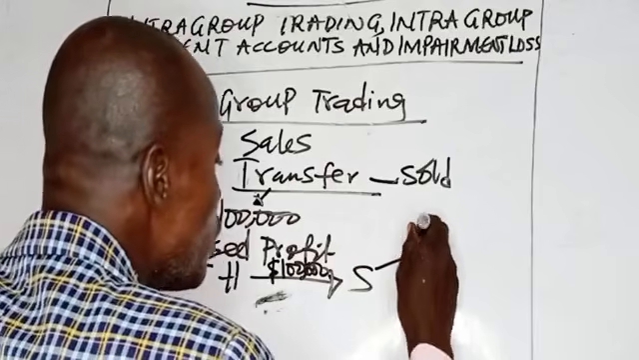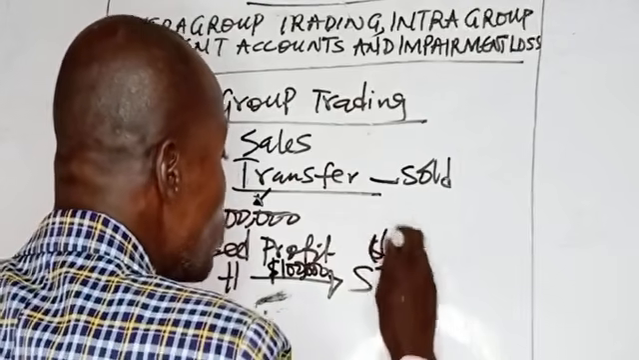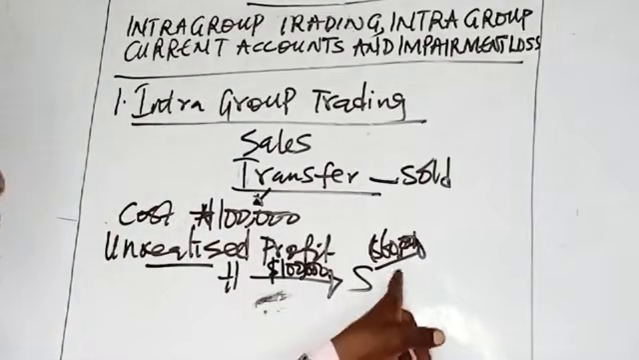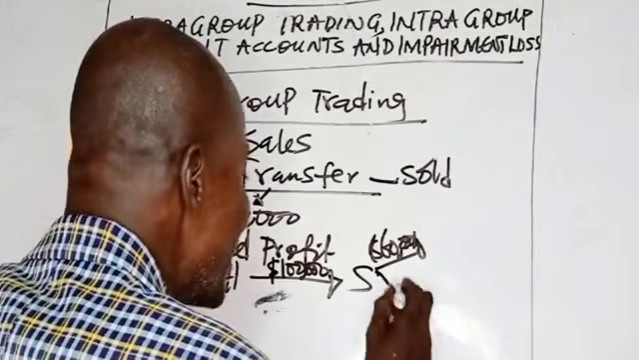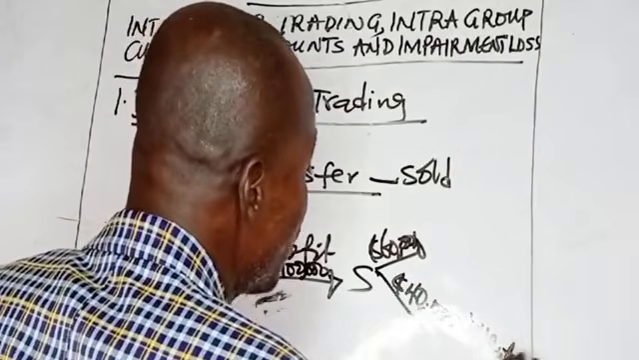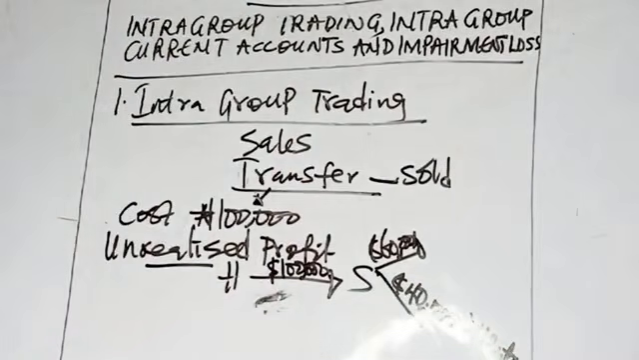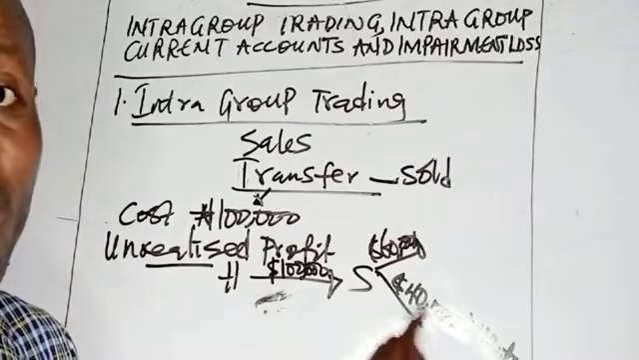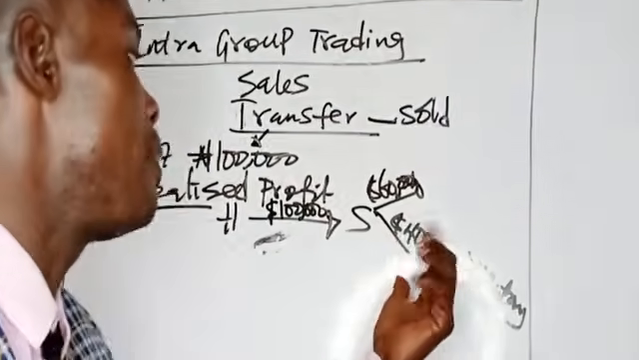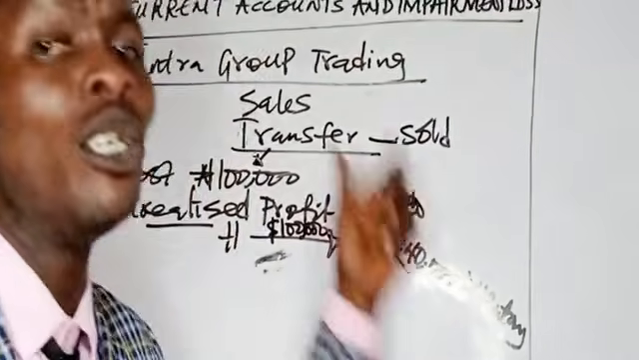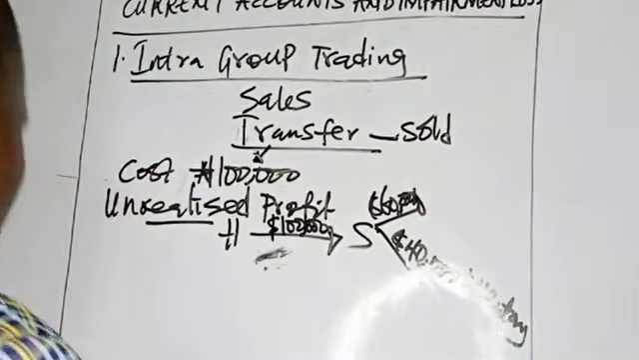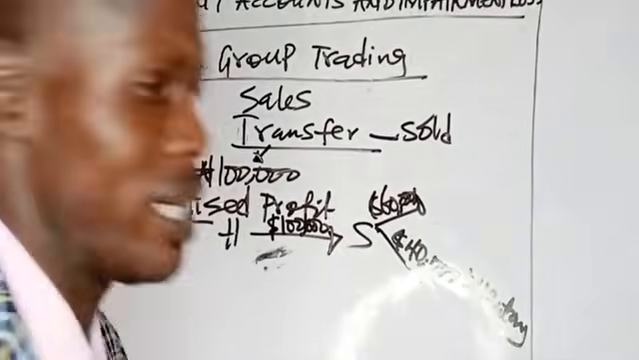S has sold 60,000 of the goods bought from H to a third party. That means S will still be left with 40,000 in inventory. So if you want to calculate the unrealized profit, it should be calculated on this 40,000, on the portion that has not been sold by the buyer to the third party.